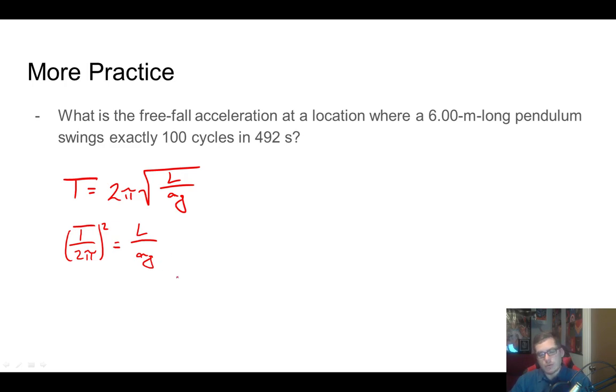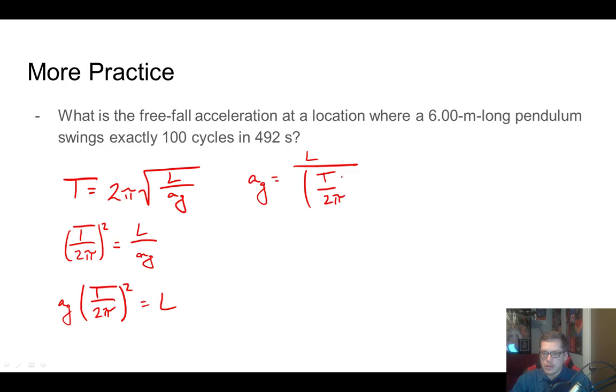All right, so there's lots of ways you can go about solving this. I'm going to simply multiply both sides by acceleration due to gravity. So we're going to get the acceleration due to gravity times T over 2 pi squared is equal to L. But we need acceleration due to gravity by itself, so we're going to divide both sides by T over 2 pi squared. So you get acceleration due to gravity is equal to L over the quantity T over 2 pi squared. And we can rearrange this to make it a little prettier. So it would be L times 2 pi over T quantity squared.